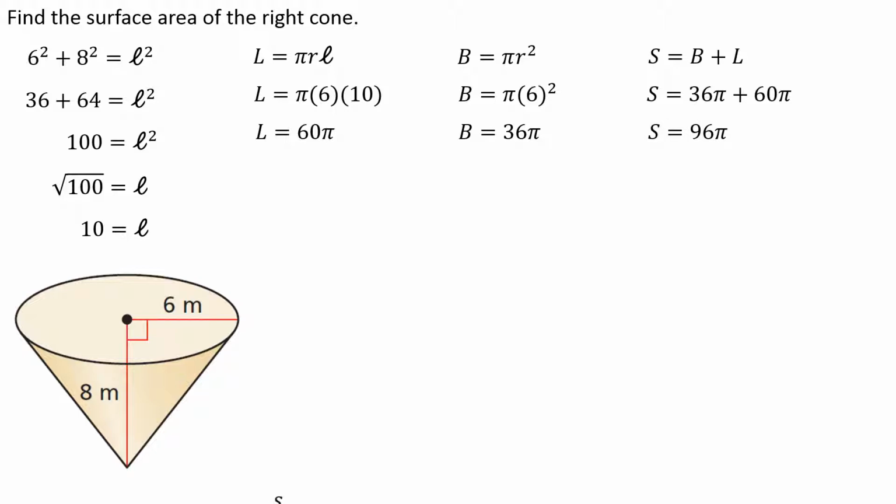So if I'm happy with an exact answer, 96 pi is an exact answer. If instead I'd like a decimal equivalent, I can multiply by pi. And I end up with 301.59. And again, on the very last step, when I proclaim my answer, I need to put the label of square meters.